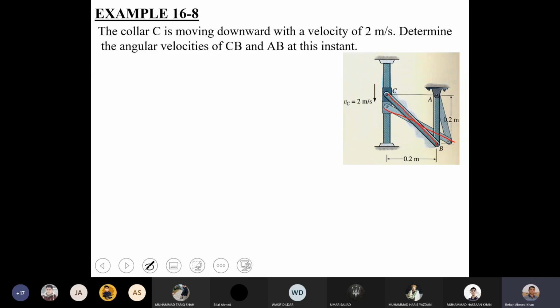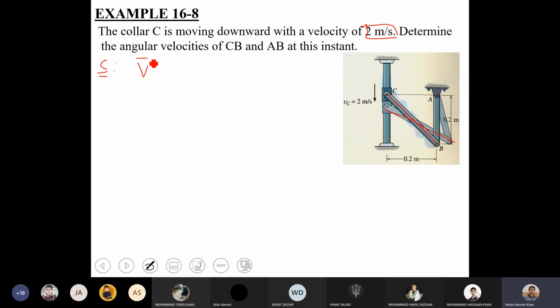Okay, now reading the statement of this example, we have a collar C which is moving downward at a speed of 2 meters per second at the instant shown. We need to determine the angular velocities of the other 2 links, that is link CB as well as link AB. Whenever we do velocity and acceleration analysis, we start from that link whose motion is known. Since the motion of collar C is known to us, we are going to start from collar C. The collar C is constrained to move along the vertical axis downward.